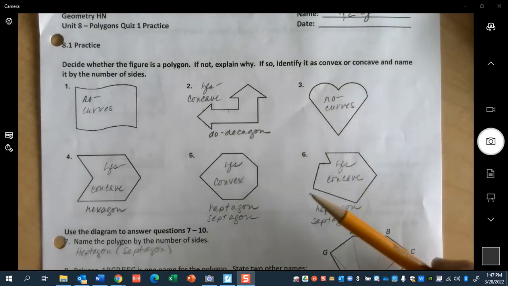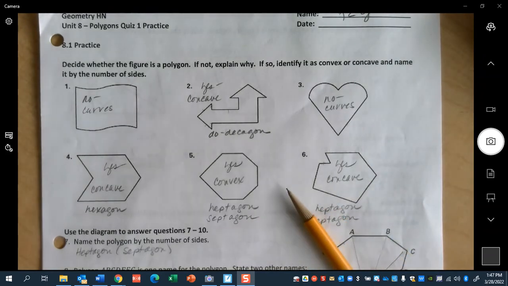When we're talking here, 1 through 6, about which ones are polygons, a polygon is a closed figure with sides. So 1 is no because it has curves, 3 is no because it has curves. 2, 4, 5, and 6 are yeses. Anything that dents in is concave. 2 is concave, 4 is concave, 6 is concave, 5 is convex. When we go ahead and name them, we name them by how many sides we see. Sound okay?